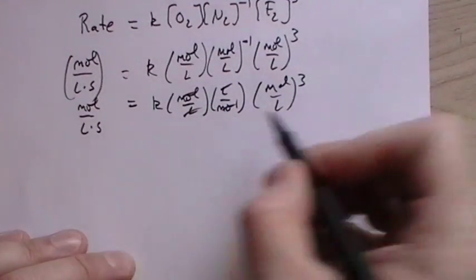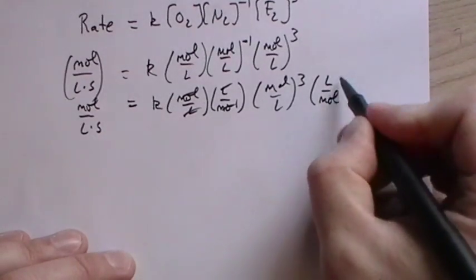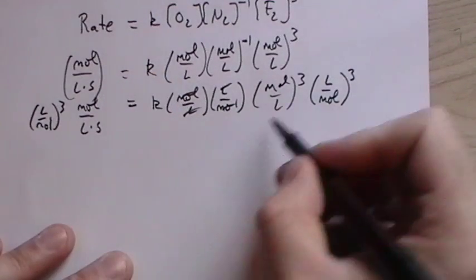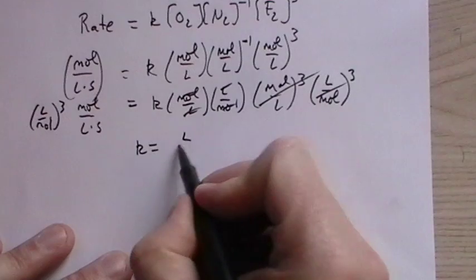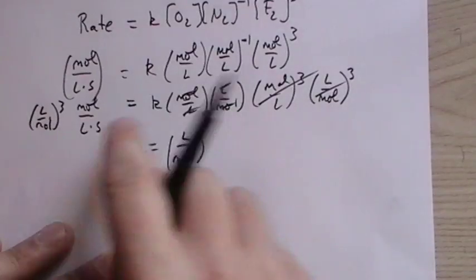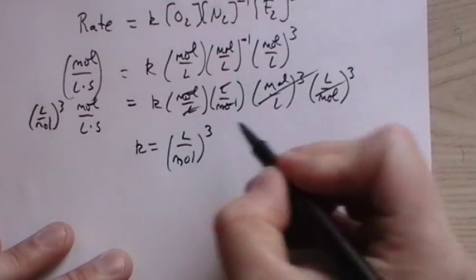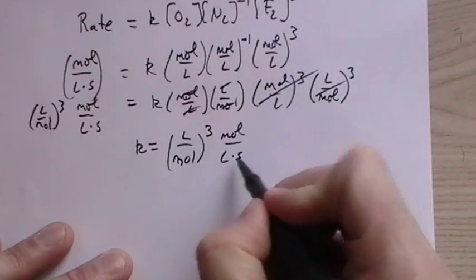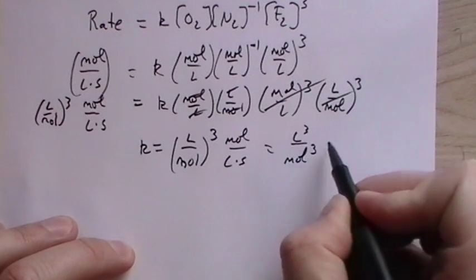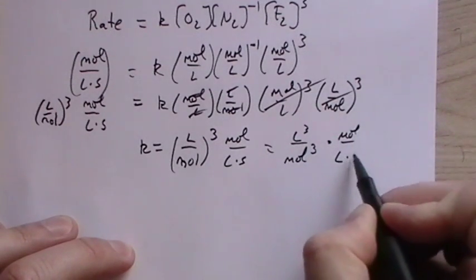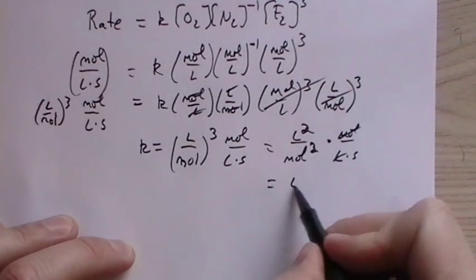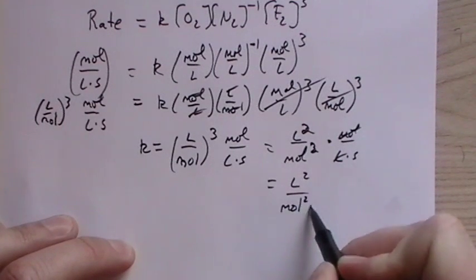Now, we want to isolate K. So we do it by getting rid of those terms on the right side. So those will cancel. K is then equal to, all I've done is change the equation around. A is equal to B, so B is equal to A. So just flip the equation. Don't have to do anything weird with the units to do that. Just trade places. Now, liters cancel. This is now to 2. Moles cancel now to 2. So this is liters squared moles squared per second.